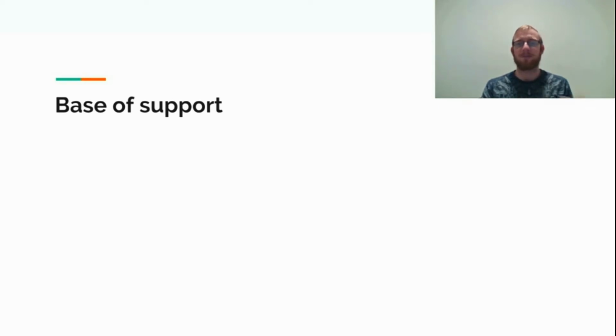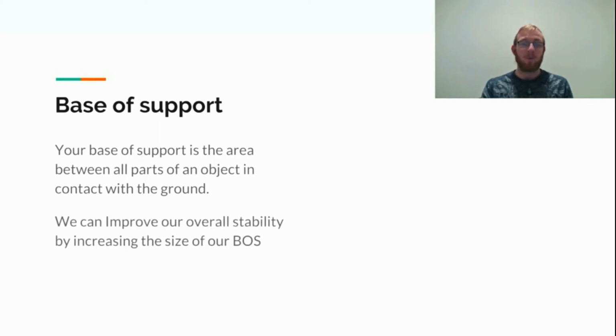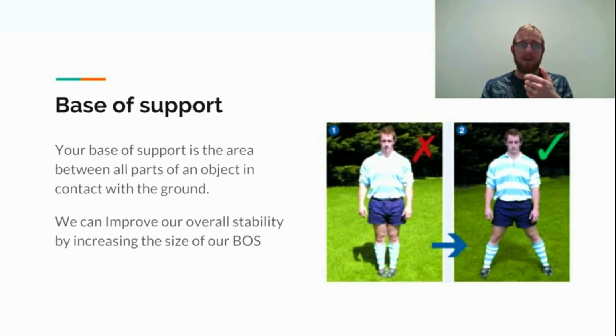Base of support, sometimes abbreviated to BOS. Your base of support is the area between all parts of an object in contact with the ground. We can improve our overall stability by increasing the size of our base of support. So in this example, the parts of the person in contact with the ground are the feet. In this first figure, figure 1, you'll see that the feet are quite close together, which means that the base of support is this sort of small area here, that small area that's sitting on top of the ground.